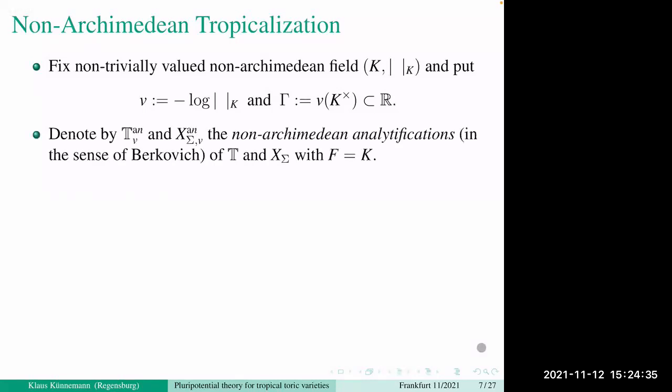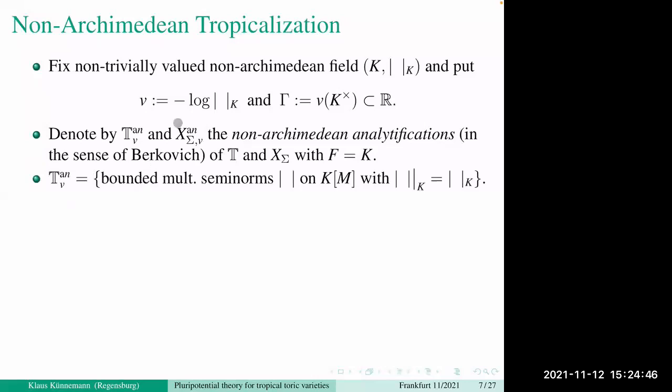And then you can talk about the non-Archimedean analytification. I will not say very much about this in the sense of Berkovich. Let me just give you one example. At least for the underlying set, the analytification is just given by multiplicative semi-norms on K[M], the group ring here, with the property that if you restrict to K, then you get the given valuation on the ground field. The word bounded should be deleted, because it doesn't make sense.